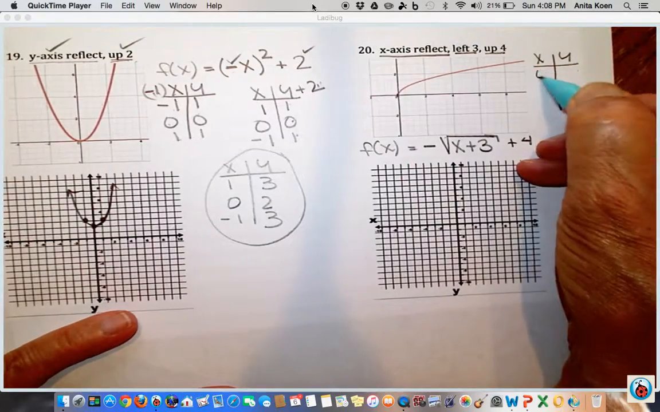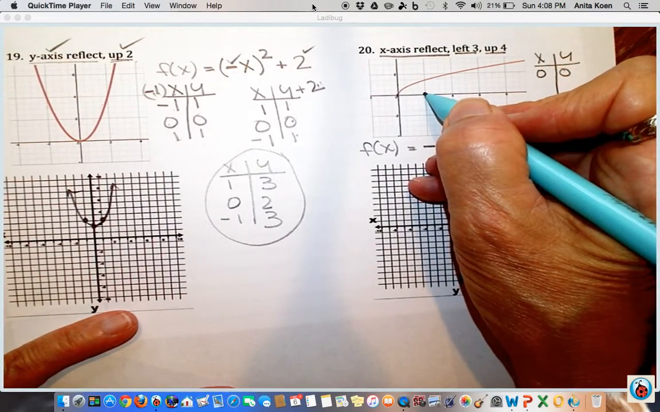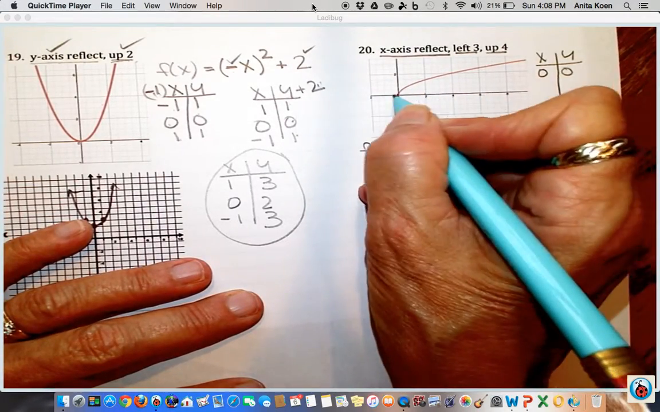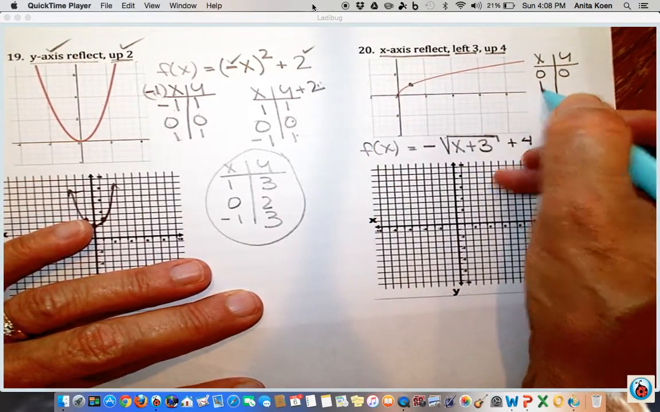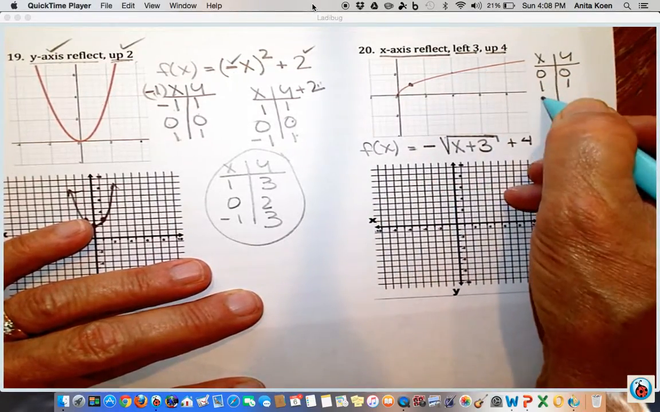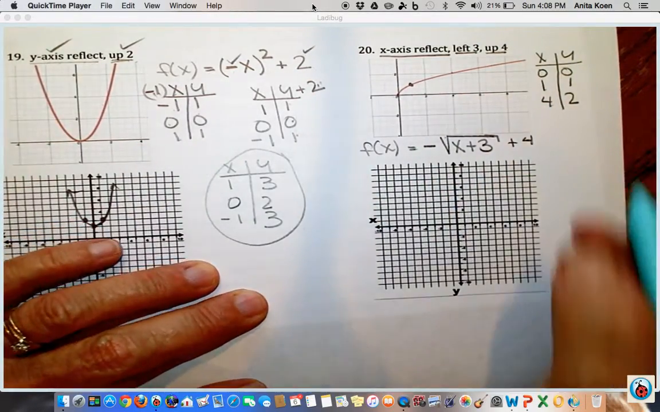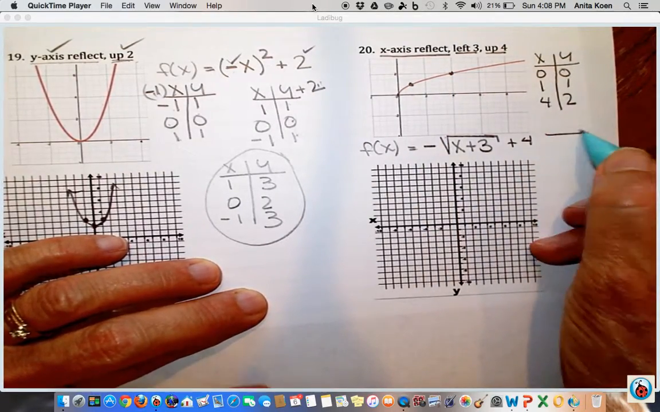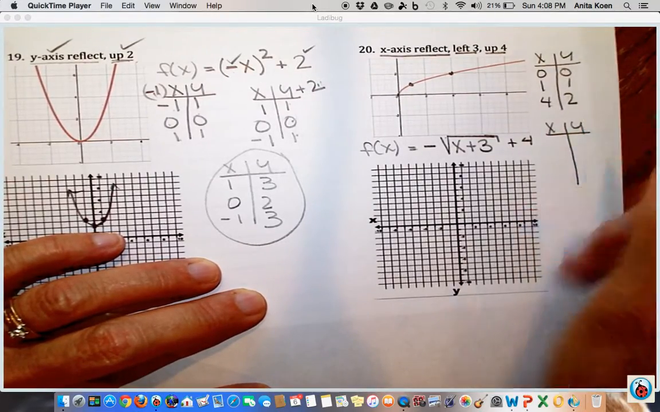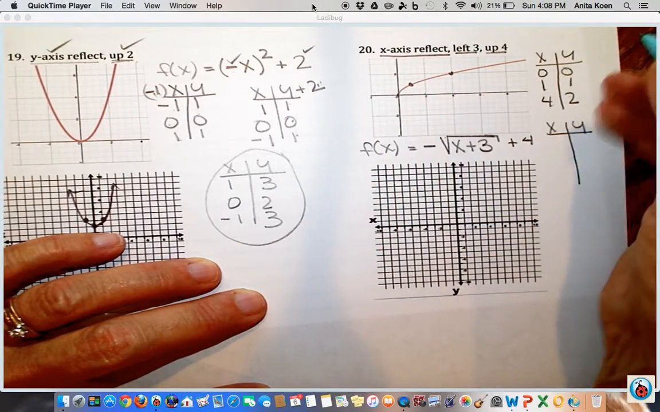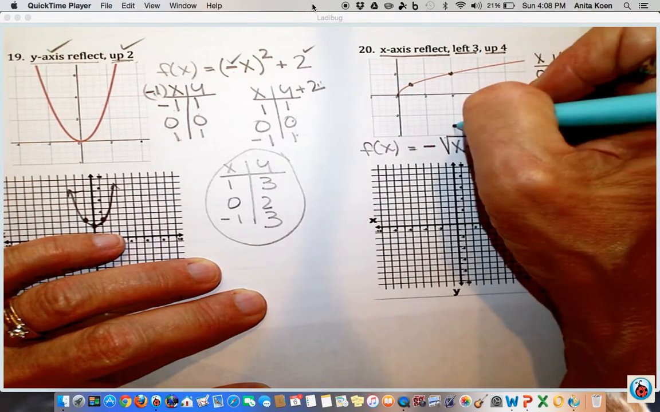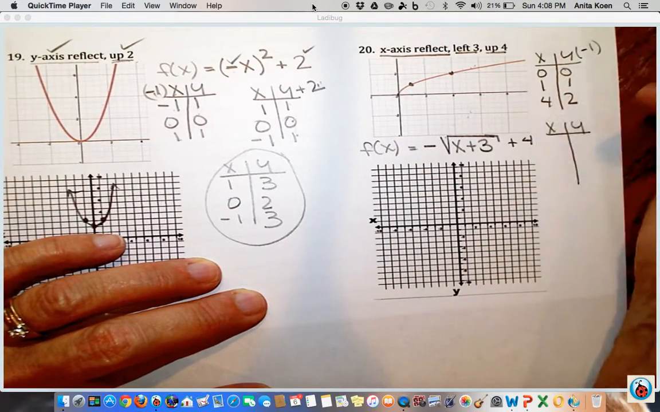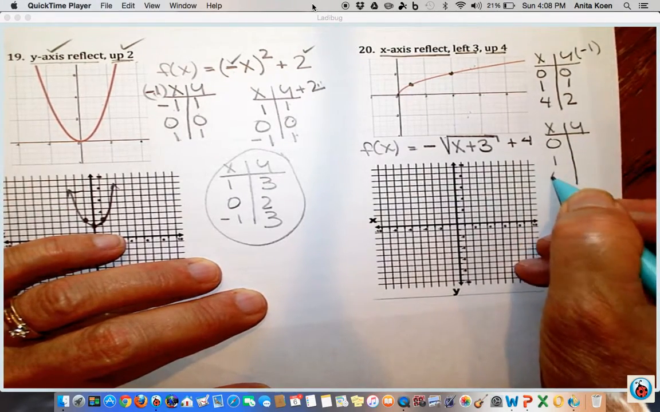0, 0, 1, 1. Oh wait, these are counted by 2s, my fault. 1, 1, and 4, 2. Okay, that's the parent graph right there. And that's the parent table. Now we're going to do our transformations. The x-axis reflection, that's going to reflect it this way across the x-axis. That's vertical. So we're going to multiply negative 1 times the y's. The x's stay the same.